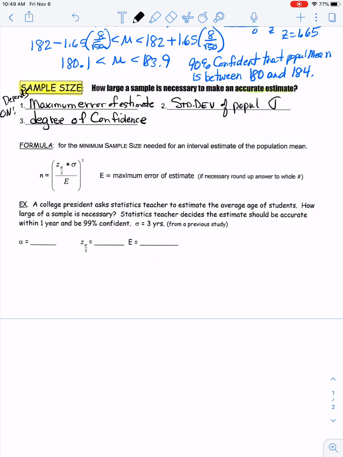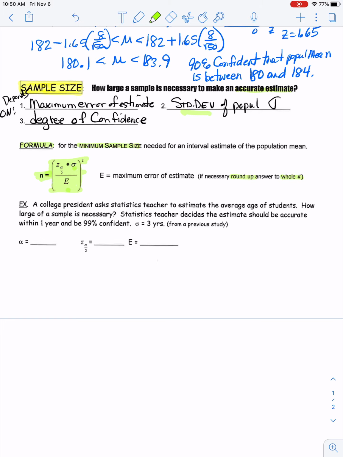As we keep reading down the page here, we pick up a formula for the minimum sample size needed for an interval estimate of the population. N is given by this handy dandy formula. Z alpha over 2, you know what that is, we've been using that at the top of the page, the degree of confidence. Sigma is the standard deviation. E is the maximum error of estimate. If necessary, round up to a whole number. Make sure you note that.